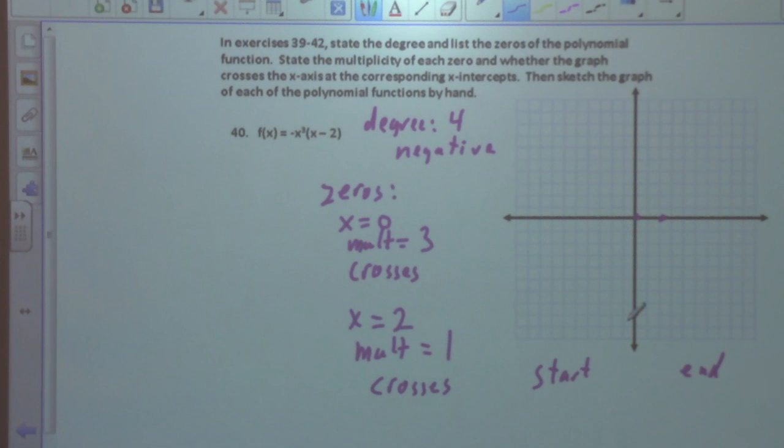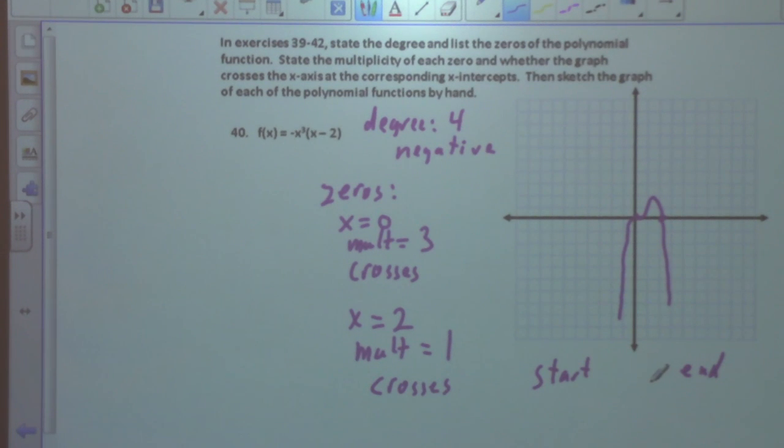So we're going to start down here. And you said we're going to cross? What does crossing with a multiplicity of 3 look like? It hits and kind of curls like this. And so we're going to continue going up and then come down. What's going to happen here? Cross. We're going to cross straight through. So it's going to look something like this.